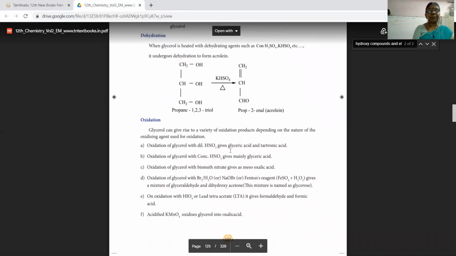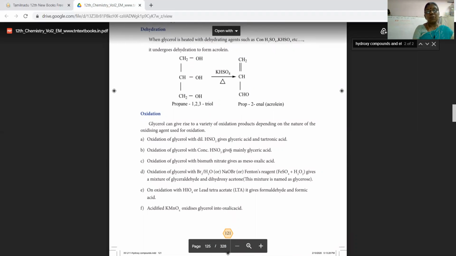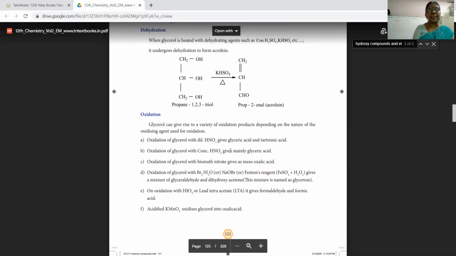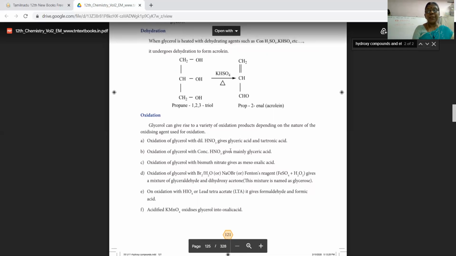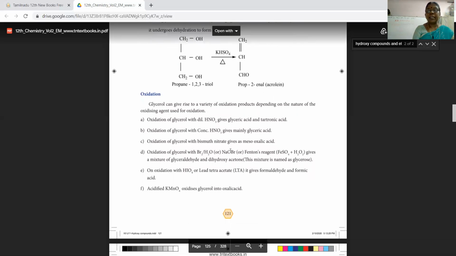Next, oxidation. Glycerol can give rise to a variety of oxidation products depending upon the nature of the oxidizing agent. Oxidation of glycerol with dilute nitric acid gives glyceric acid and tartronic acid, and oxidation of glycerol with concentrated nitric acid gives mainly glyceric acid, and oxidation of glycerol with bismuth nitrate gives mesoxalic acid.